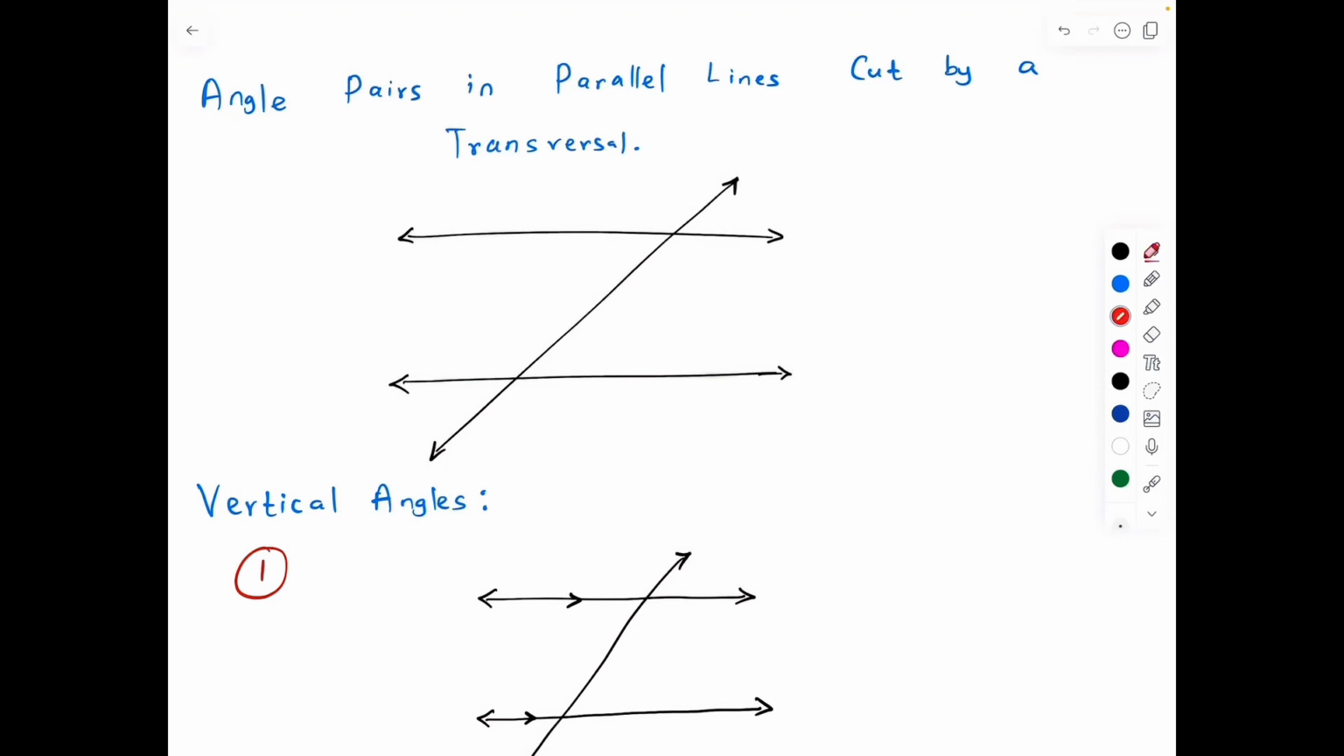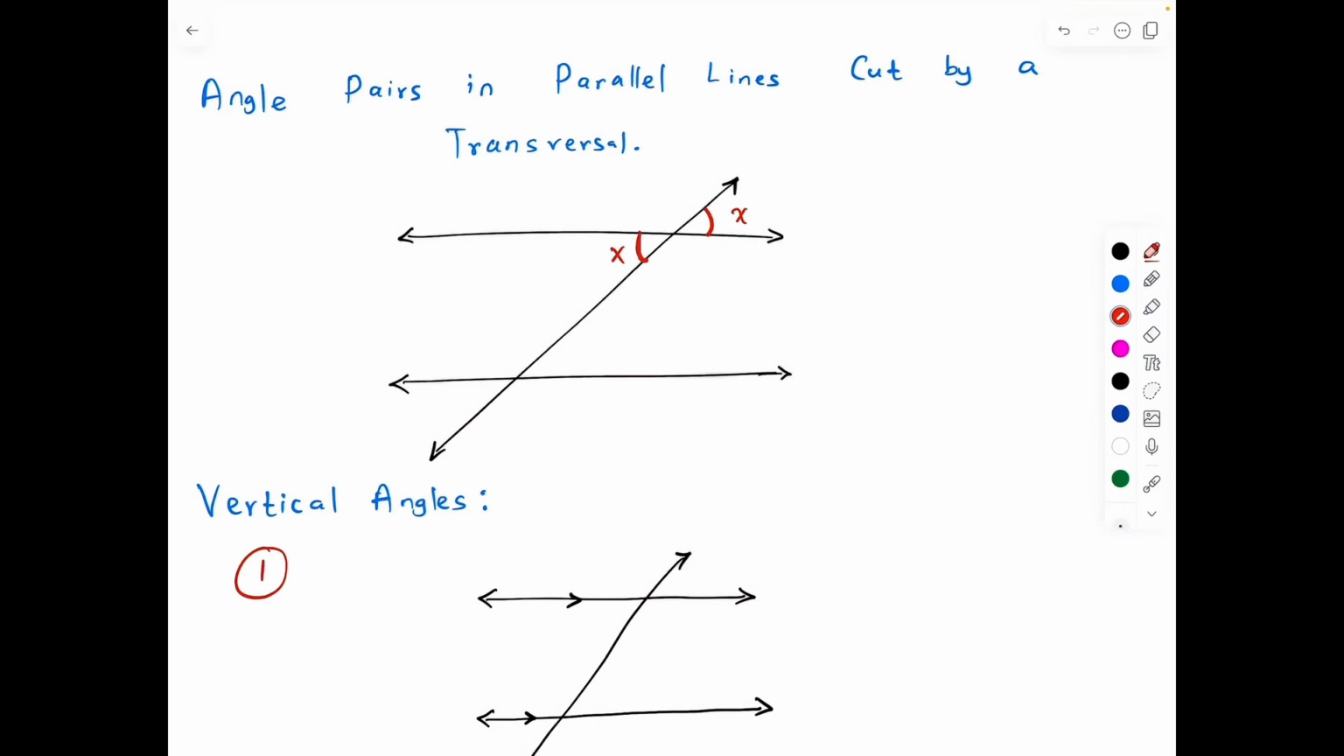So for example, let's use that definition to identify what we mean by vertical angles. If you look at this angle right here, from the word vertical, it's probably the same as this angle right here. They're the same. So if this angle is, let me use X, this angle will be X too.